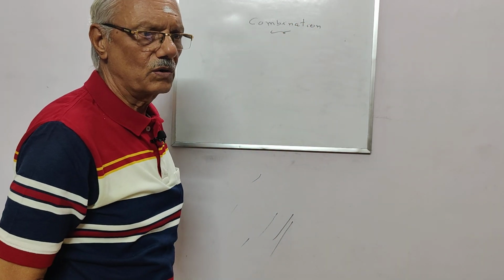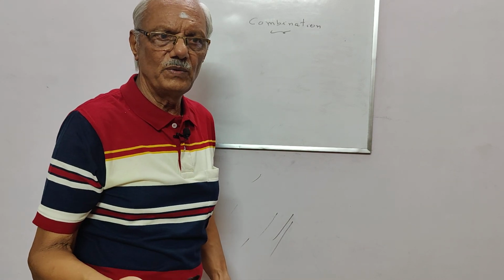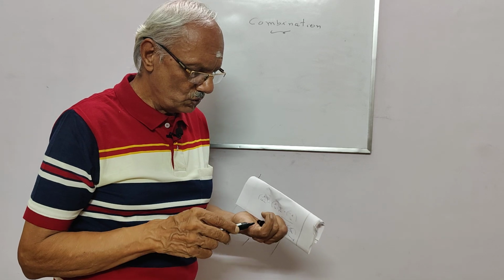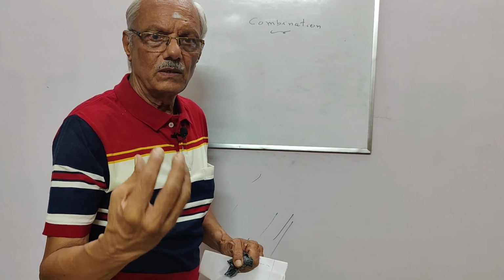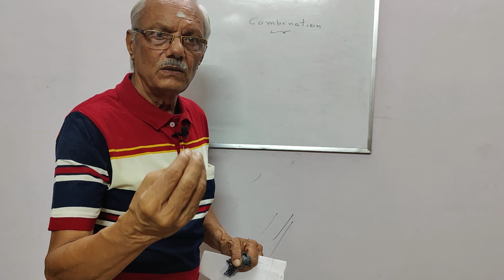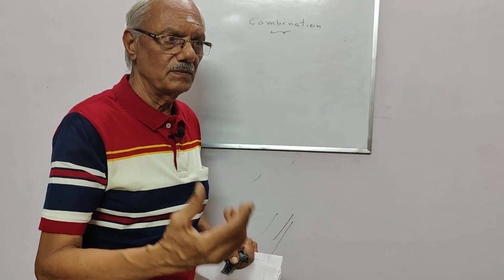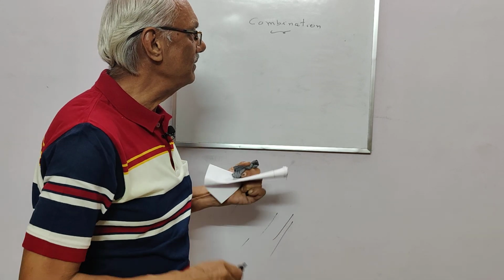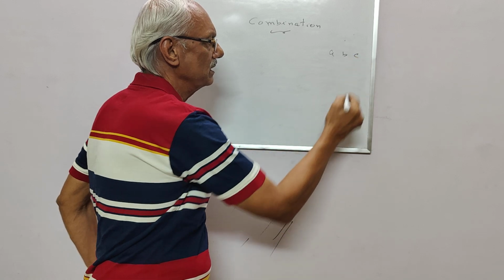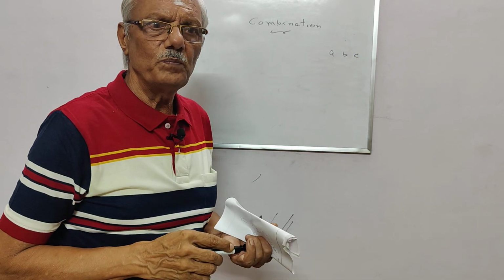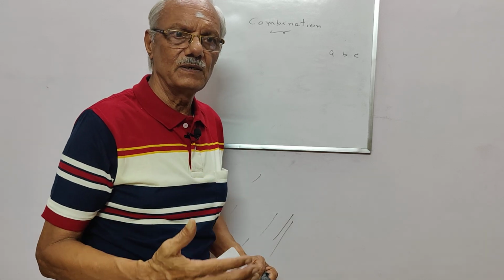What is combination? Combination means, as I just told you a few minutes back, picking things. You have three elements, A, B, C, and I ask you to pick two elements from A, B, C.